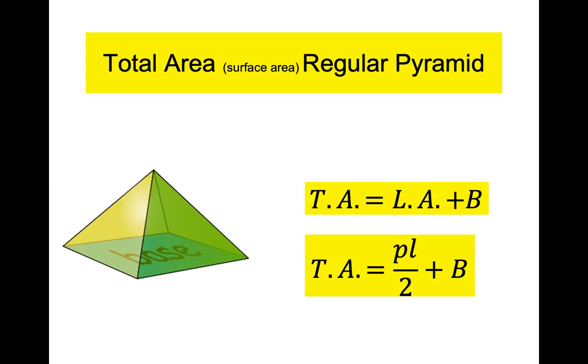So tonight they're going to ask you lateral area. They're going to ask you total area. They're also going to ask you volume. Volume will be the next formula we do, and the last formula of the day. So total area is PL over 2 plus 1 base area. Notice this differs from the prism formula, because the prism formula was lateral area plus 2 times the base area.